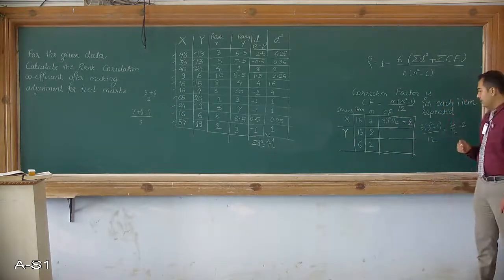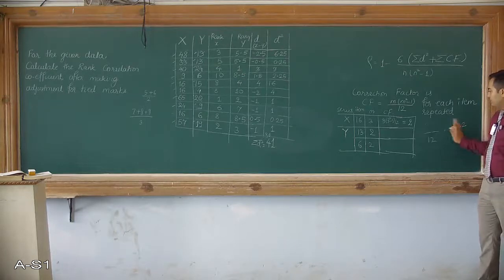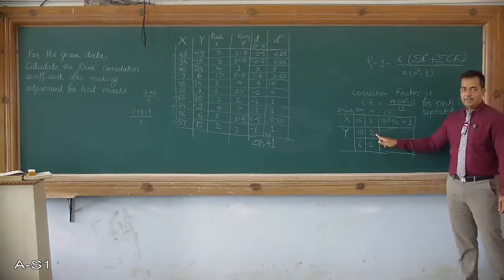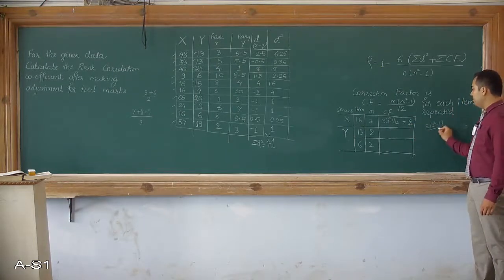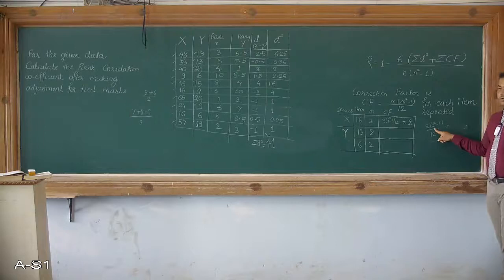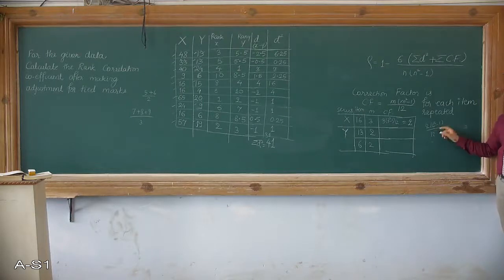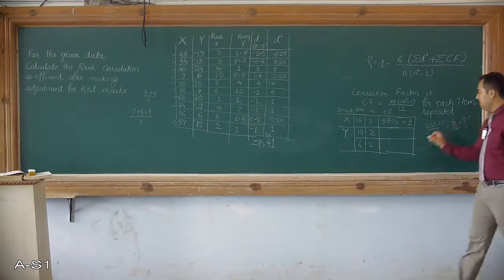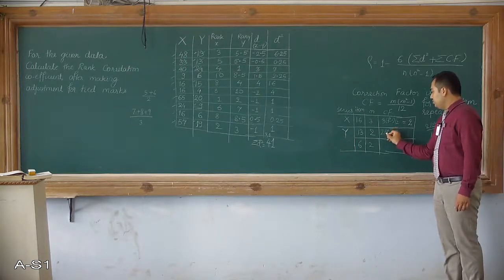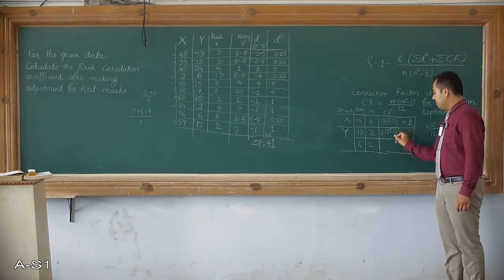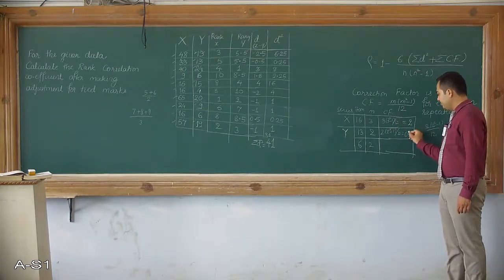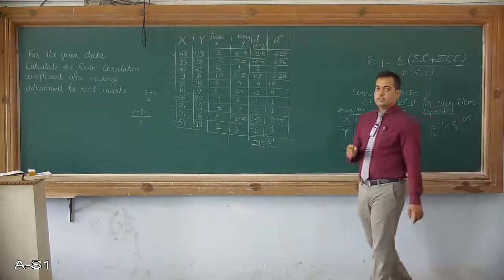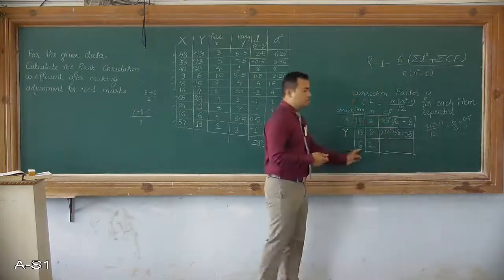Okay. Similarly, we have to calculate for this value of m, which is 2. So that is 2 into 2 square minus 1 divided by 12. So 2 square is 4 minus 1 is 3 into 2 is 6 divided by 12. This gives us 0.5. Same thing is for the item 6 also, because that's also repeated 2 times.